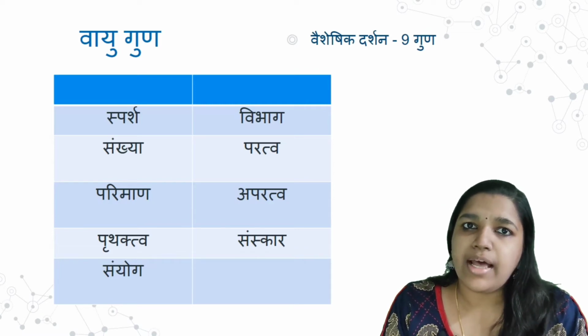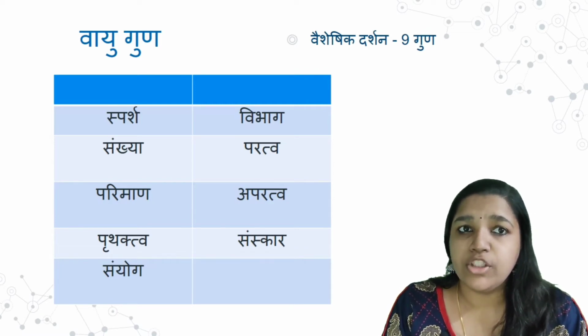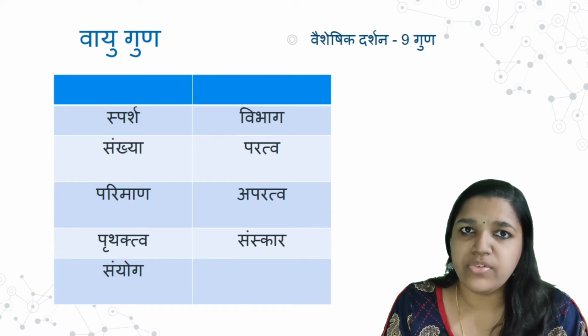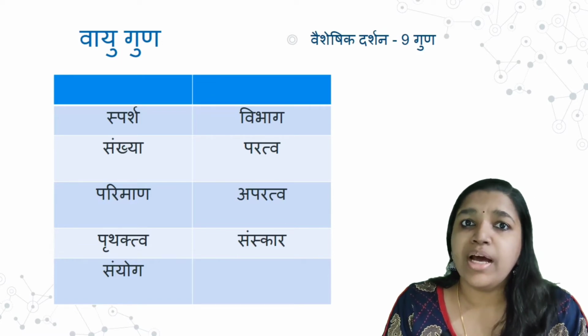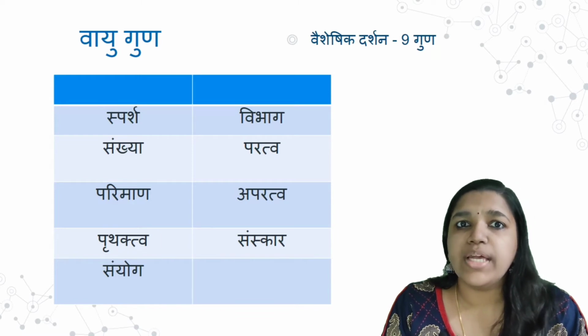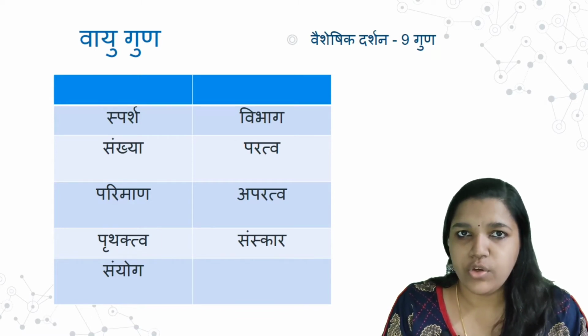And other than that, as per Ayurveda Shastra, the Vata dosha has different properties such as Ruksha, Laghu, Shita, Khara, Sukshma and Chala, that also can be considered as the properties of Vayu.